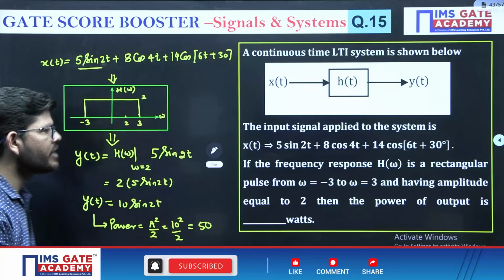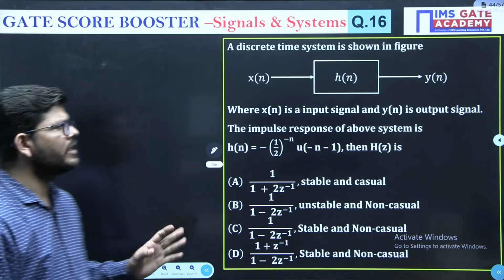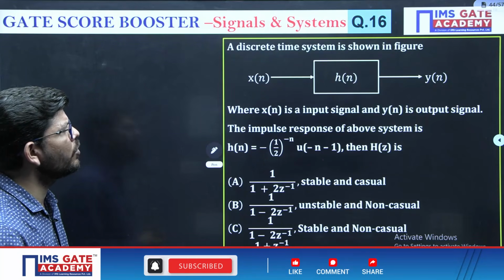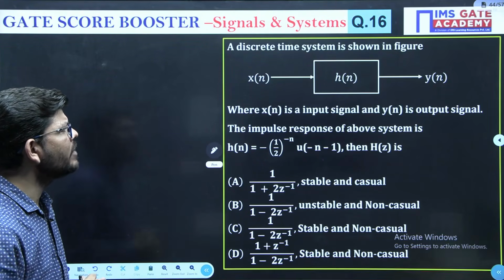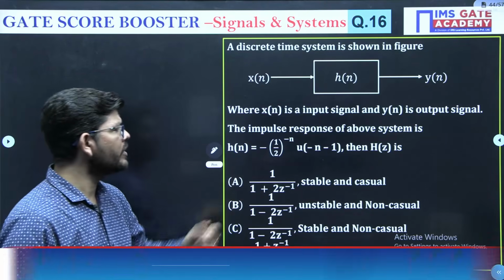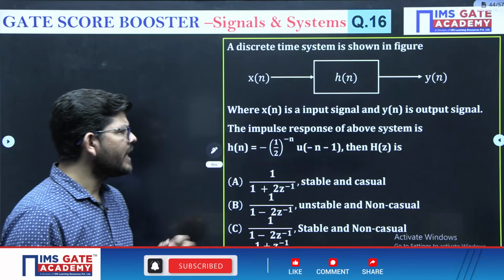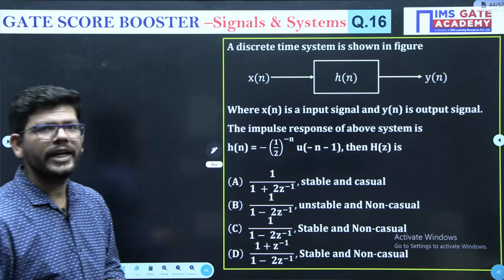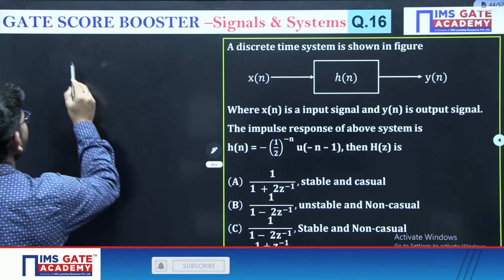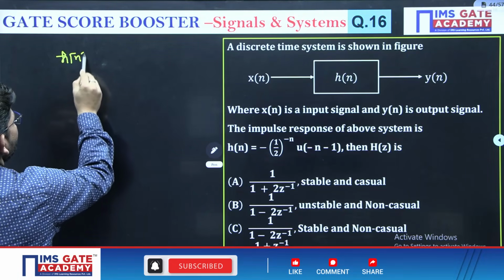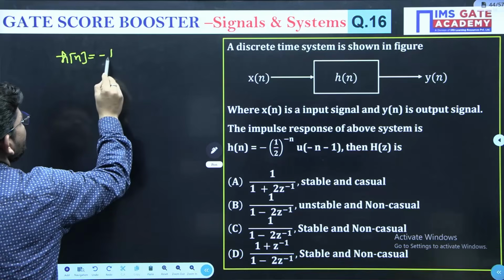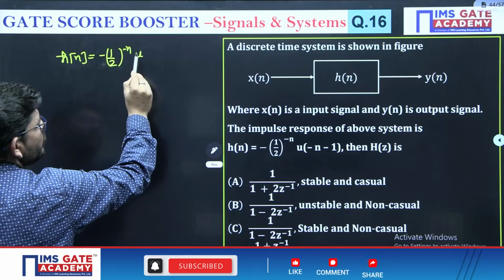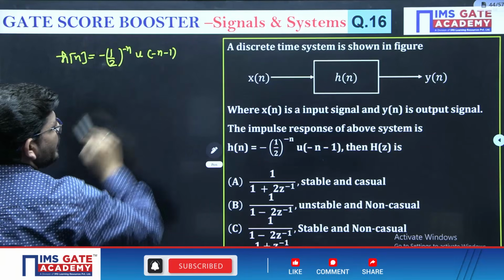Now let us move to the next question. See this question. A discrete time system is shown in the figure, where x[n] is the input, y[n] is the output, and the impulse response is also given. Then what is H(z), and whether it is stable or causal, that also we have to comment. Chalo, let's see. We have been given h[n], and h[n] is minus (1 by 2) to the power minus n u[-n-1].